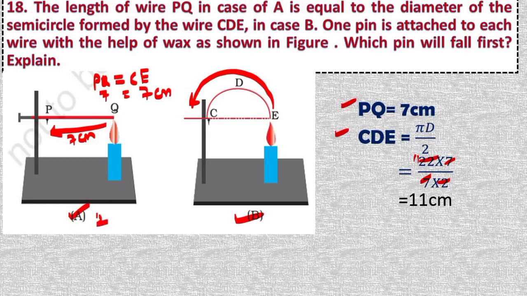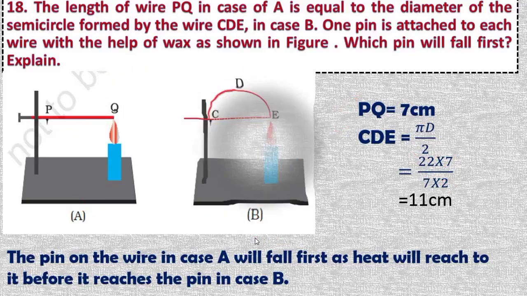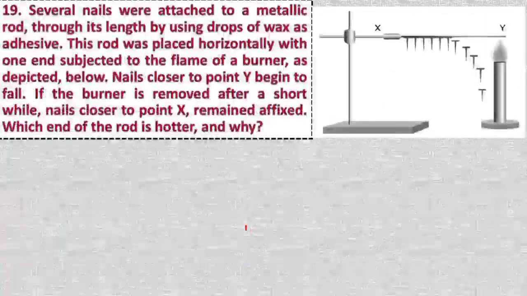P, it requires only 7 centimeter. Therefore, the pin P will fall first. The pin on the wire in case A will fall first as heat will reach point A.